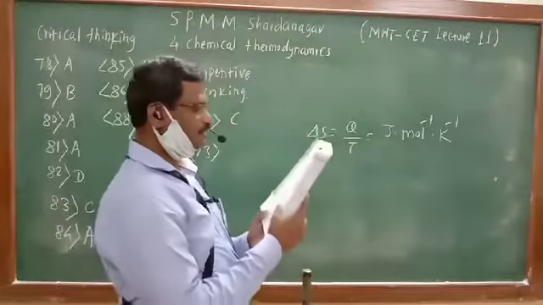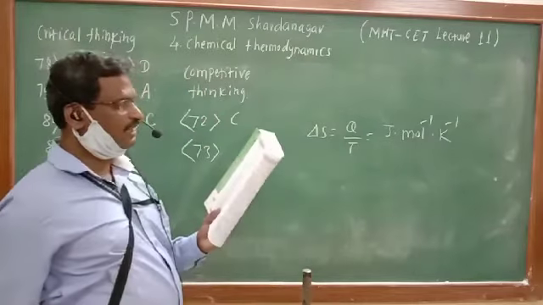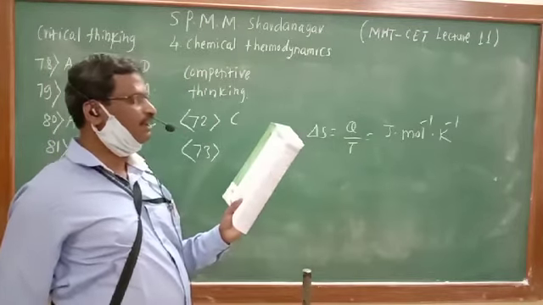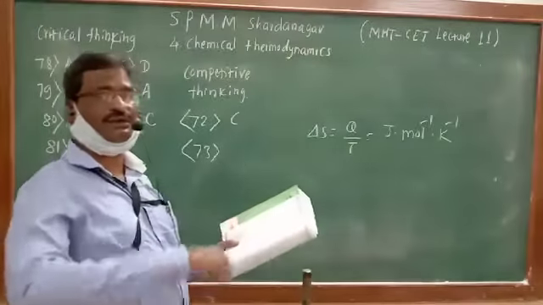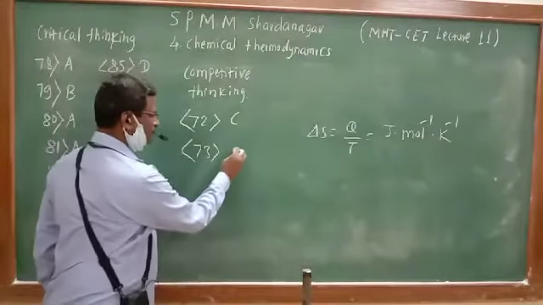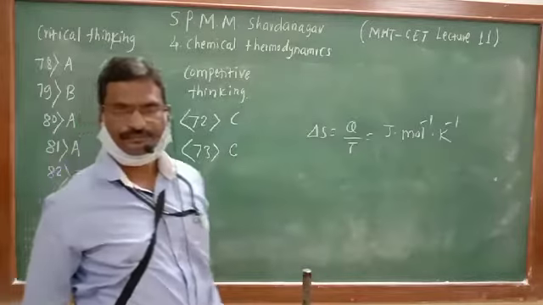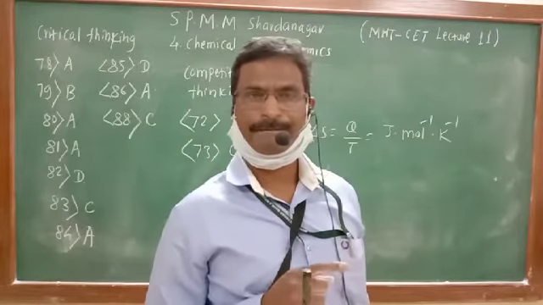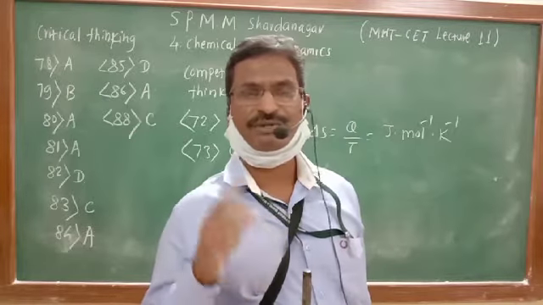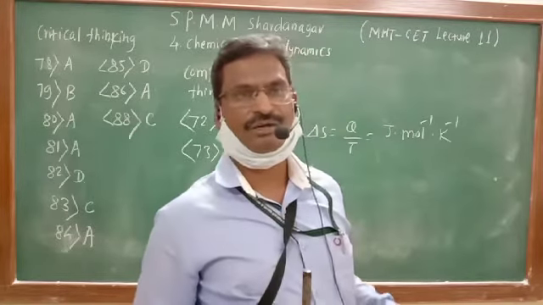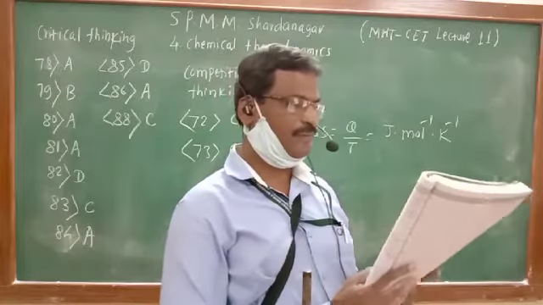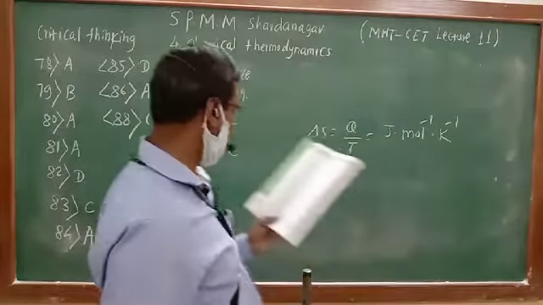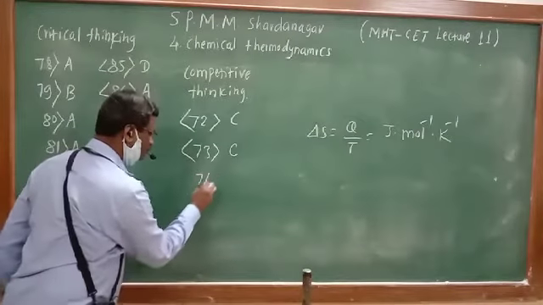So see the option, delta S of system greater than 0, delta S of surrounding greater than 0, delta S of system plus surrounding greater than 0. So option C is right. We have seen, according to second law of thermodynamics, entropy during spontaneous process goes on increasing continuously. Therefore, summation of entropy of system and surrounding is greater than 0. Now see question number 74.